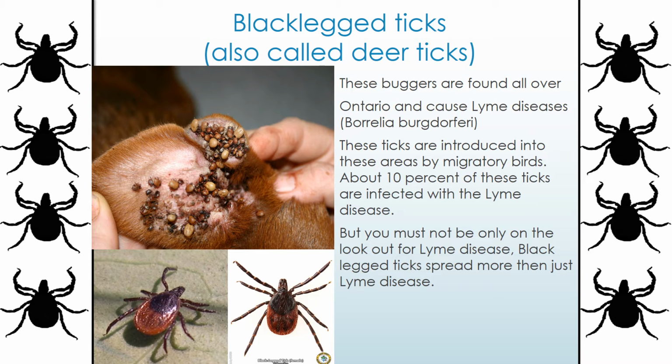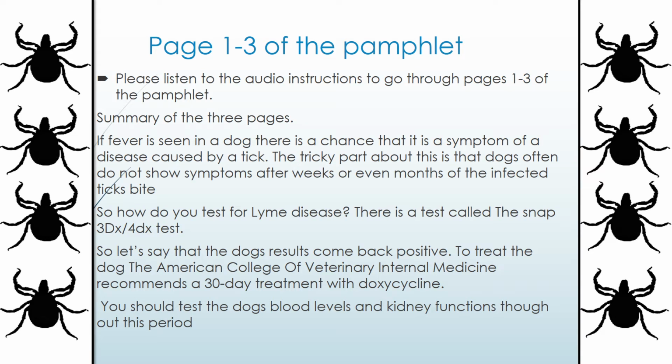Now, it is important to remember that although black-legged ticks are most famous for the transport of Lyme disease, this is not the only disease that they can pass on. Please turn to page 1 and 2 of the pamphlet to be able to see a complete list of the diseases that can be caused by ticks, along with their symptoms. The most important one to see would be Lyme disease. I will give you a couple seconds to be able to look this over. This would be a good time to pause the video.